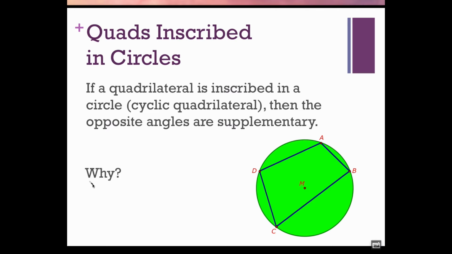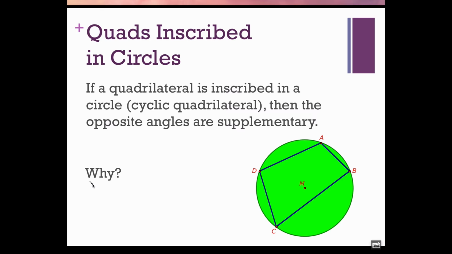So the question is, why is angle A plus angle C equal to 180 degrees? This one's a little challenging. Can you repeat that? Why is angle A plus angle C equal to 180? Wait, no, I thought I had something, but that doesn't make sense. Does it have to do with semicircles? Nope.